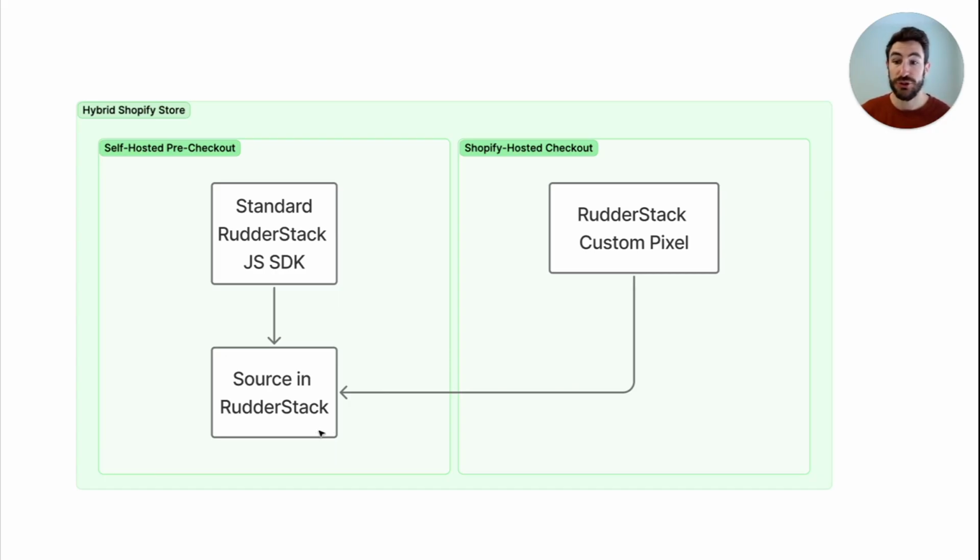Then when the user gets to the Shopify hosted checkout part of the website, you can instrument the RudderStack custom pixel. Because it's a custom pixel, we're able to load the RudderStack JavaScript SDK onto your Shopify store and track all the standard pixel events such as checkout step completed or order completed, and we can send them to the same exact source in your RudderStack dashboard. This allows seamless tracking from pre-checkout to Shopify hosted checkout as well.